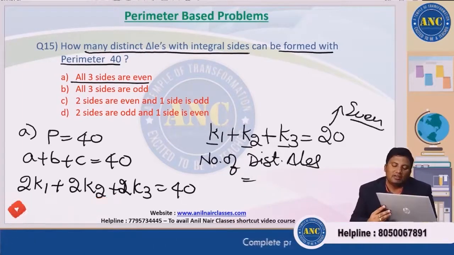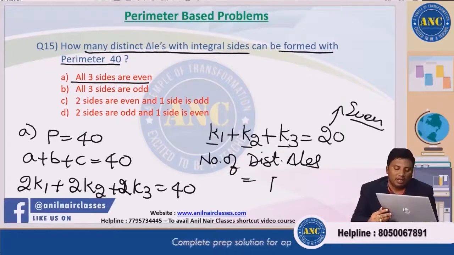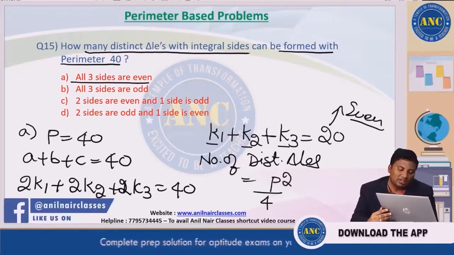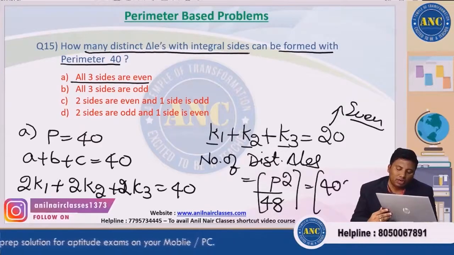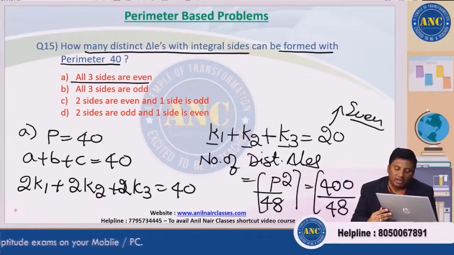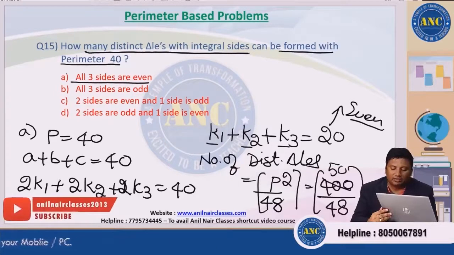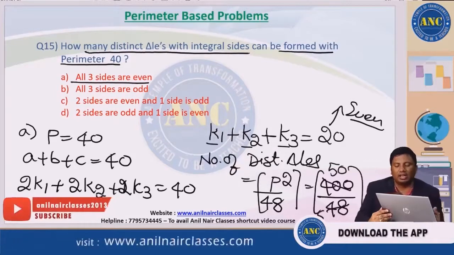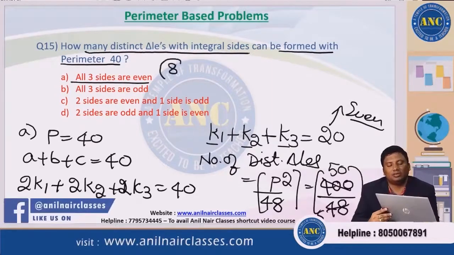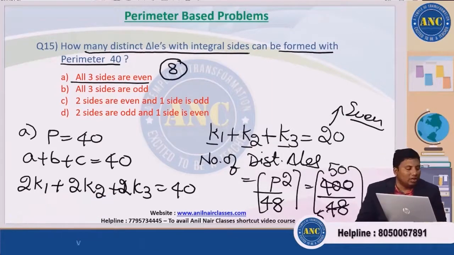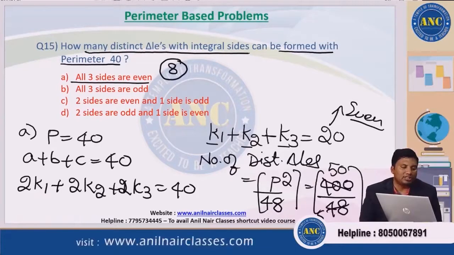For an even number, it is given by p square by 48, nearest integer function. 20 square is 400 divided by 48. 8 times 48 is 384, so it is 8.33. So 8.33 means the first one's answer is 8. I hope it is clear.